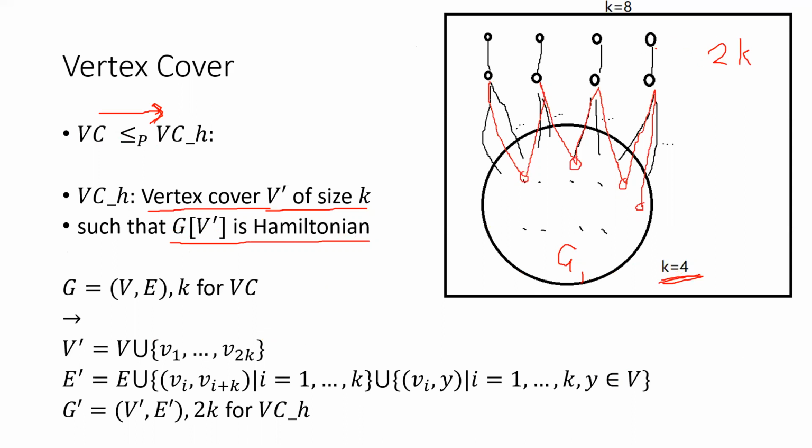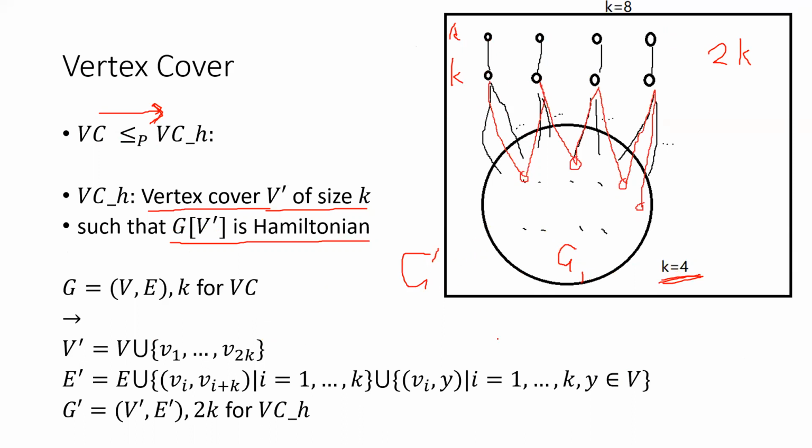K of them will be paired, and they have connections in each pair. And then k of them will be connecting to all the vertices in G. This is our construction, and this new graph is G prime.